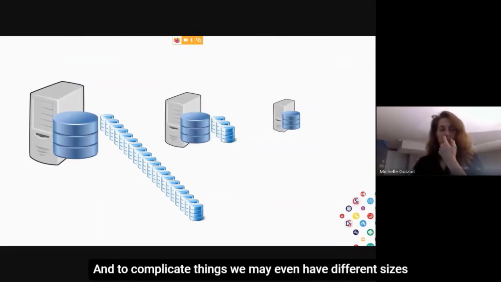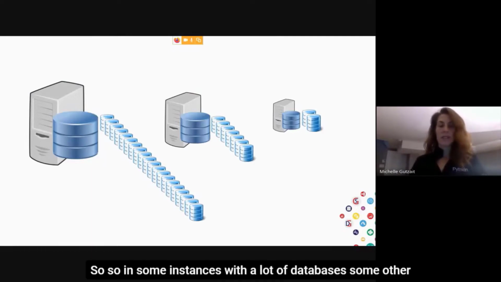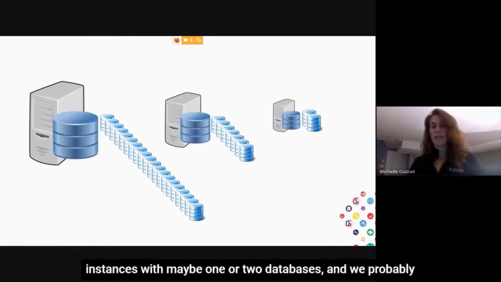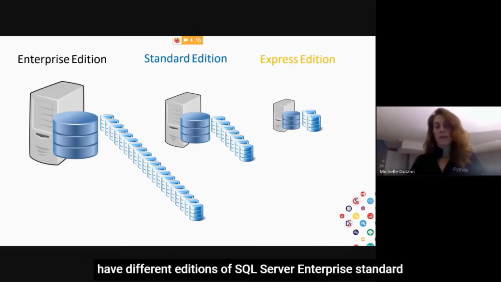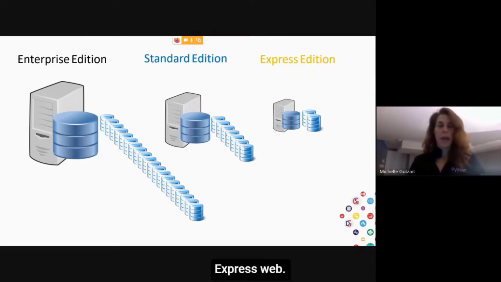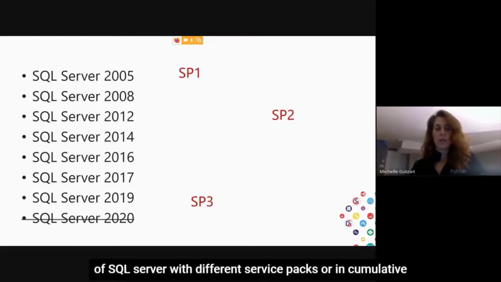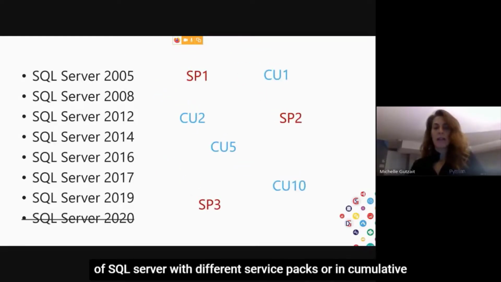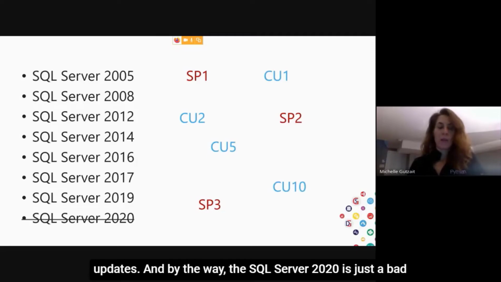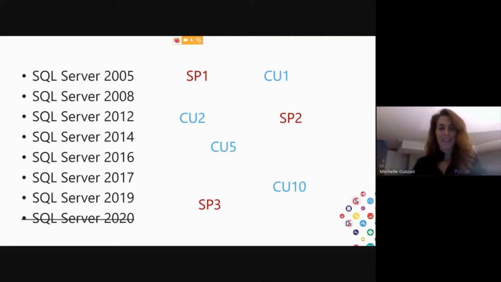And to complicate things, we may even have different sizes of instances: some instances with a lot of databases, some other instances with maybe one or two databases. We probably have different editions of SQL Server: Enterprise, Standard, Express, Web. And to complicate even more, we may have different versions of SQL Server with different service packs or cumulative updates. And by the way, SQL Server 2020 is just a bad COVID joke. We don't have that yet.